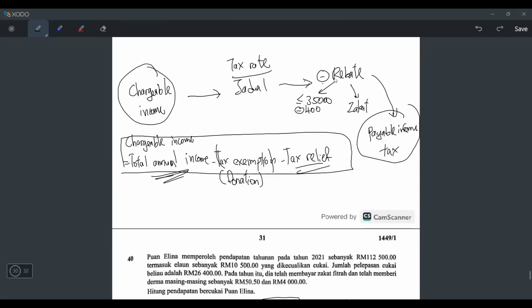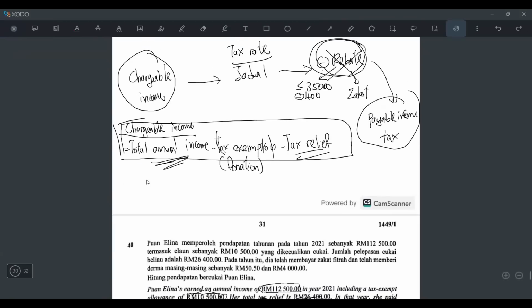But I want to cakap pasal satu common mistake. Yang rebate ni, you tak boleh minus dekat sini. This is a common mistake. Student will minus the rebate here sometimes. It means they will minus the zakat ataupun they will minus the 400 here. Salah. Because the rebate you don't minus it here. You minus it at the end. To get chargeable income, you only minus the tax exemption and tax relief sahaja. You will not minus the rebate. The rebate, you will only minus after you tengok jadual, when you're trying to get the cukai perlu dibayar. Means you minus at the last sekali. You don't minus in the beginning.